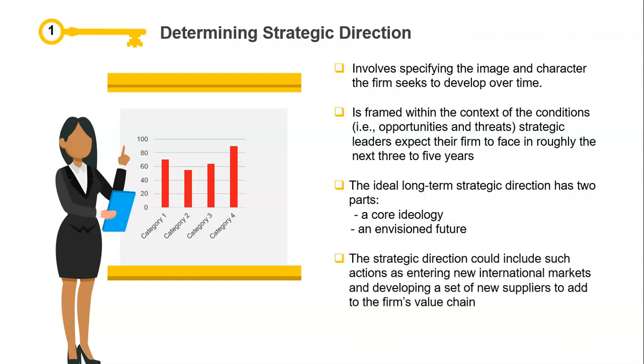So the strategic direction could include such actions as entering new international markets and developing a set of new supplies to add to the firm's value chain. And all strategic leaders have to always be planning ahead and looking ahead, and therefore that is what we call their strategic direction. What do we want to do in the future?